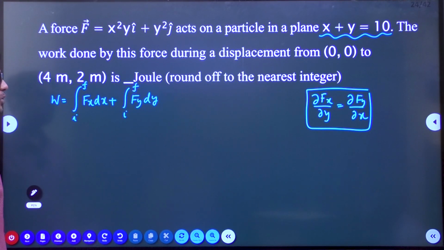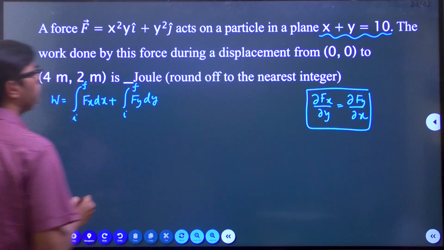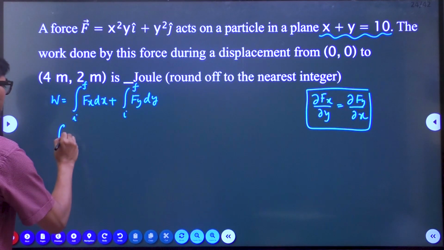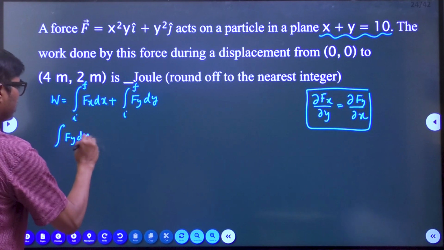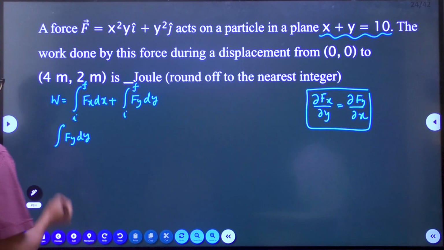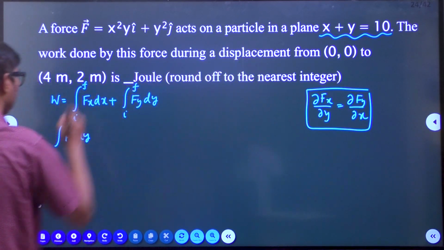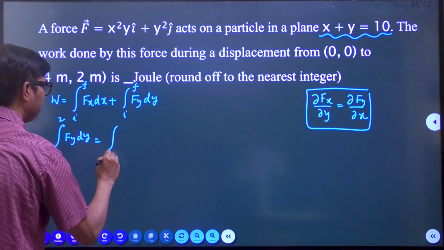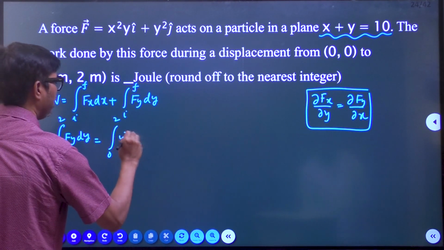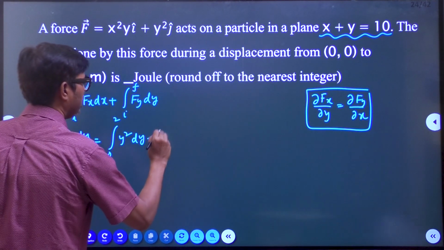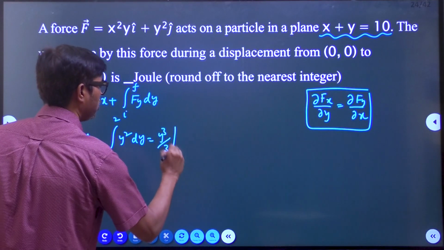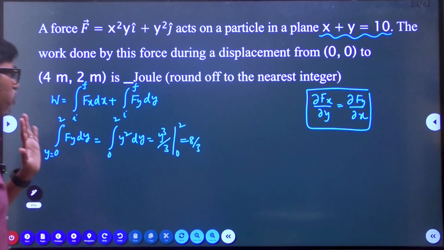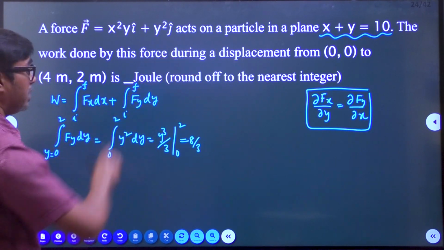So in that, let us calculate individually. First, it looks like fy dy would be easy to calculate. Let me calculate integral fy dy, because fy depends only on y. Integration would be easier. y would vary from 0 to 2. So that is integral 0 to 2 of y square dy. It becomes y cube by 3, from 0 to 2. So that is 8 by 3 you will get. That is one integration, straightforward. You don't have to worry about the path there.